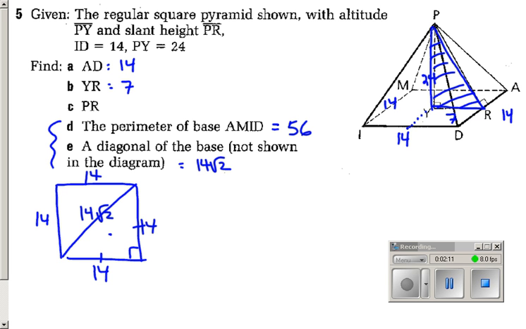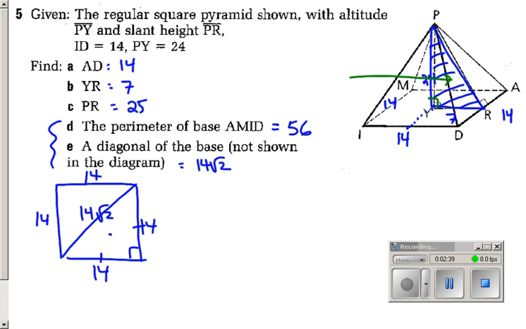The last question is PR, and again, that appeals to this blue triangle right here that I kind of shaded in, and that is a right triangle that's got legs of 7 and 24. And if you were paying attention today, that's a 7, 24, 25 right triangle, and you know that 25 is the hypotenuse. So the hypotenuse, or the slant height, is going to be 25. So that was number 5 from section 9.8.